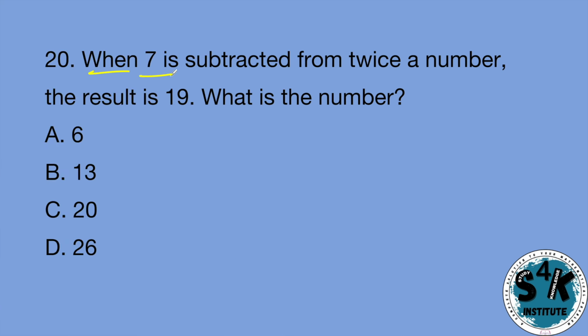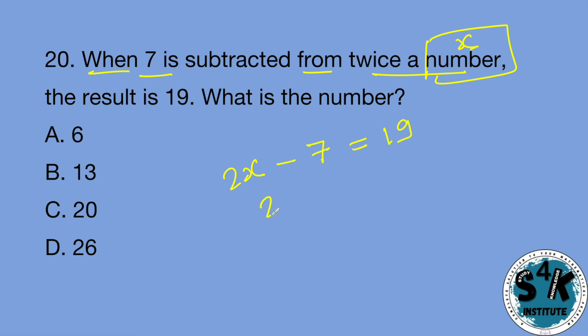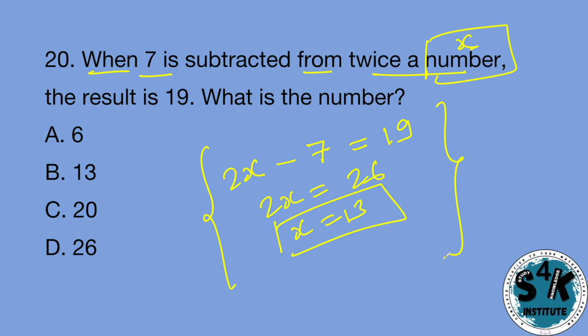When 7 is subtracted from twice a number, let's assume that number as x. So twice a number, and then you are subtracting 7 from that number and you are getting the result as 19. So 2x becomes 26. So x becomes 13. I have shown you the methodology that I use in general to do the calculation. I am not doing the calculation for now. I assume that you understand the calculation part. So the answer is B.